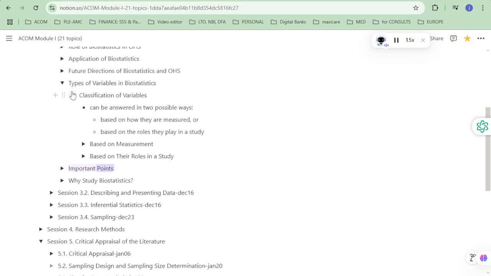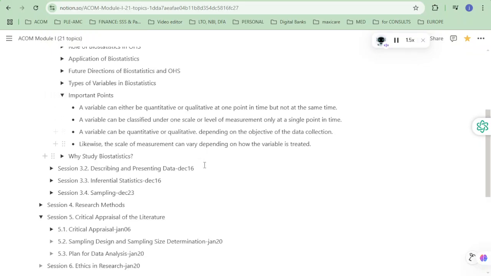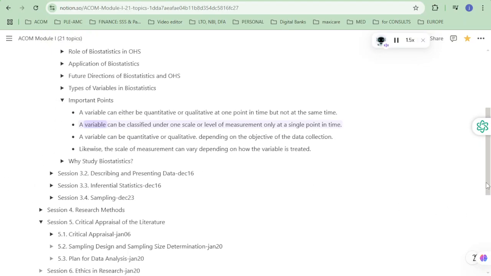Important points. A variable can either be quantitative or qualitative at one point in time but not at the same time. A variable can be classified under one scale or level of measurement only at a single point in time. A variable can be quantitative or qualitative, depending on the objective of the data collection. Likewise, the scale of measurement can vary depending on how the variable is treated.